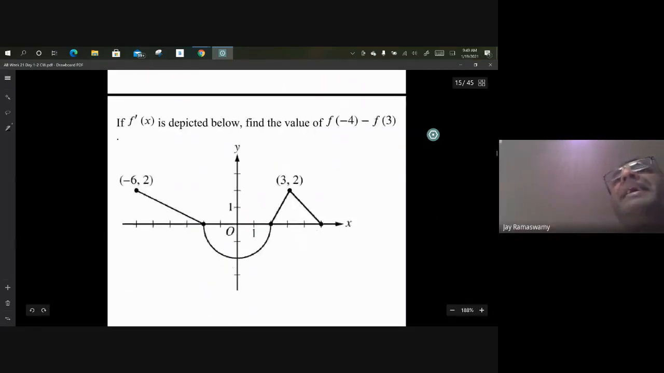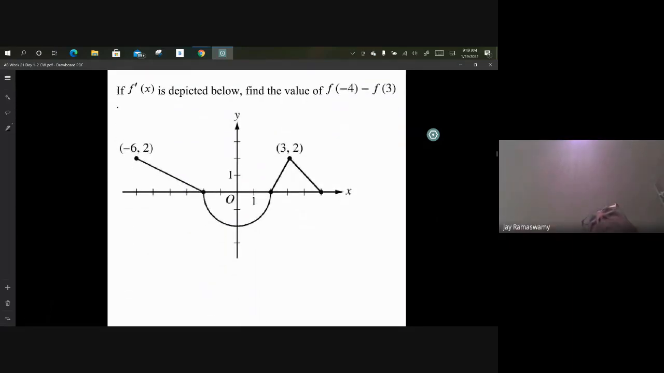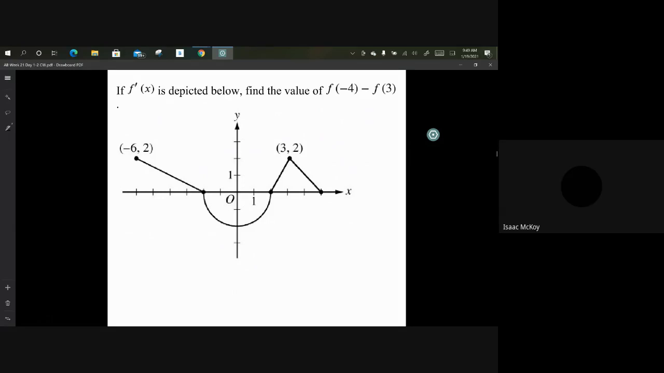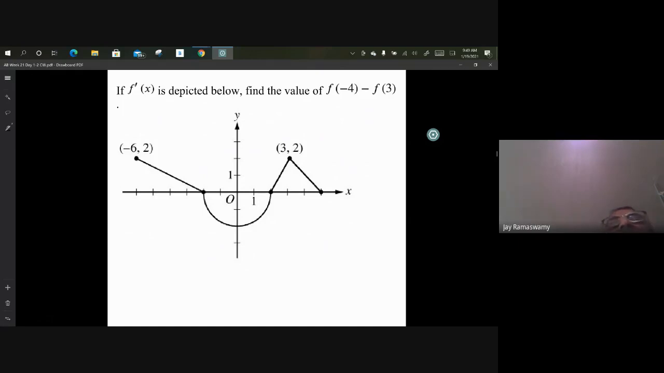Scroll down to page 15, please. You will see one question like this. Not may, you will. Sketch it. I'm giving you 30 seconds. Sketch it.